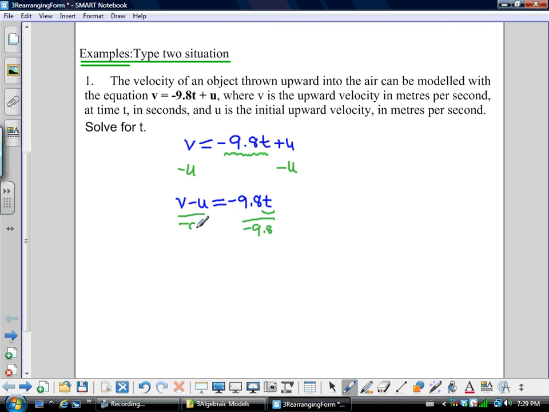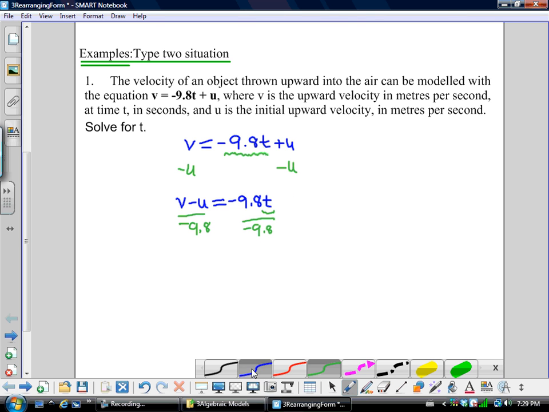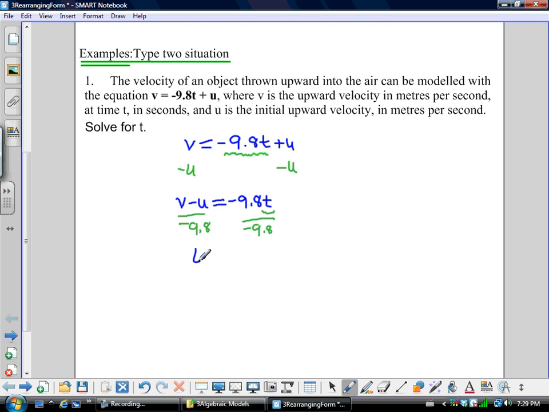Then I'm going to have t by itself, and I'm going to put t on the left-hand side. All I did is take this and put it on the left-hand side. And on the right-hand side, I have v minus u divided by negative 9.8. Does this formula look worse than our original formula? Yes, it does. But if I was doing a lot of calculations just for t, it would make sense to rearrange it.